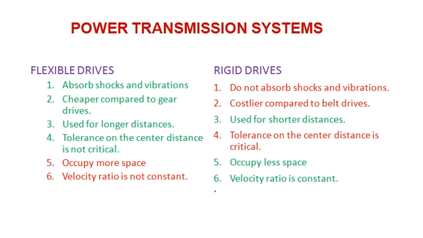These are called flexible drives because they absorb shocks and vibration. They are cheaper compared to gear drives, used for longer distances, tolerance on the center distance is not critical. They occupy more space, and the velocity ratio is not constant. These two disadvantages are shown in red color. Rigid drives do not absorb shocks and vibrations, which is one limitation. They are costlier compared to belt drives, which is also a limitation. The advantages are they are used for short distances, tolerance of center distance is critical, they occupy less space, and the velocity ratio is constant.